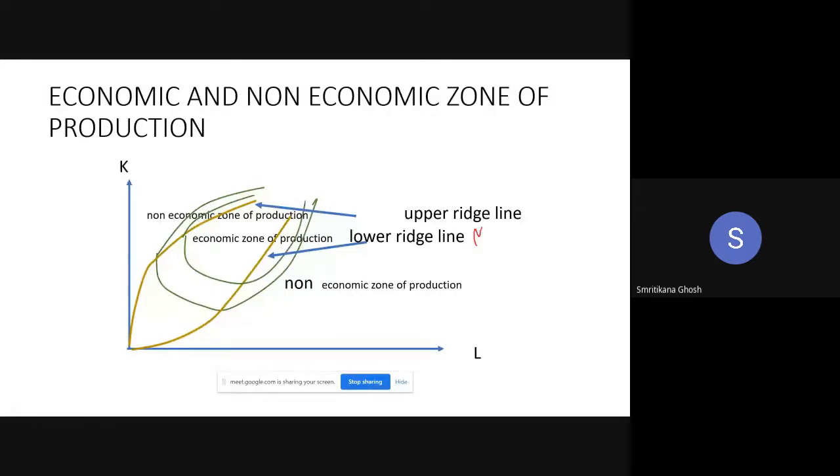Now, along the lower ridge line, your MPL is equal to 0. Okay, and along the upper ridge line, understand, your MPK is equal to 0. Okay, so this is the feature of the ridge line.